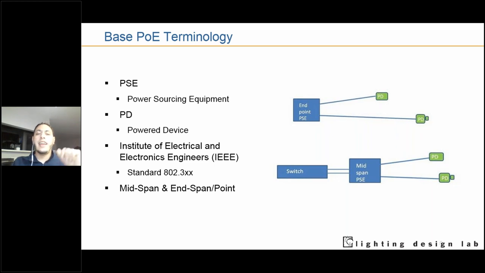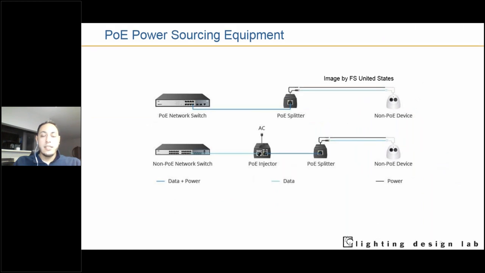In the sense that buildings may not have PoE dedicated switches in their infrastructure, and that just means that they're not providing power. A building may have network switches that communicate data, but they don't provide this PoE power. That's when you're going to need additional devices, such as the mid-span power sourcing equipment, to inject power down the switch's line. And this is what it looks like, basically.